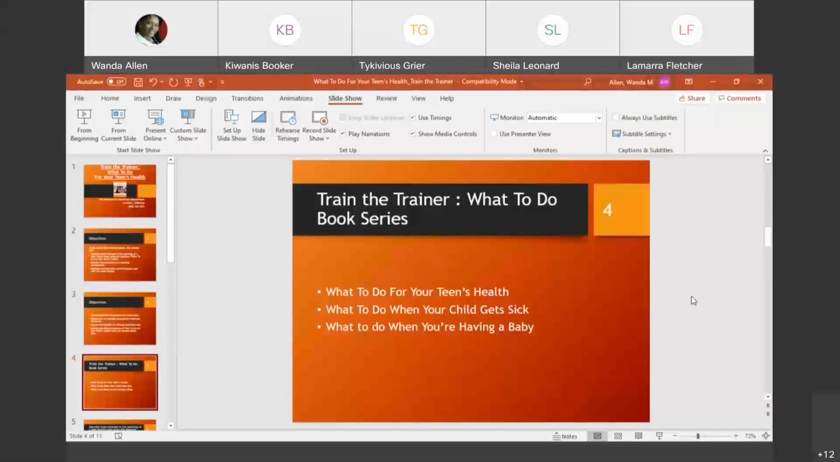The Train the Trainer session is a book series that ASU Stronger Together will be presenting. This session, of course, is What to Do for Your Teen's Health. And the next 2 Tuesdays from 10 to 11:30, we'll have the other sessions, what to do when your child gets sick and what to do when you're having a baby.